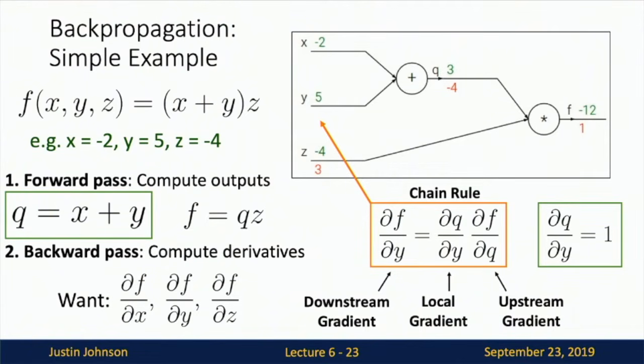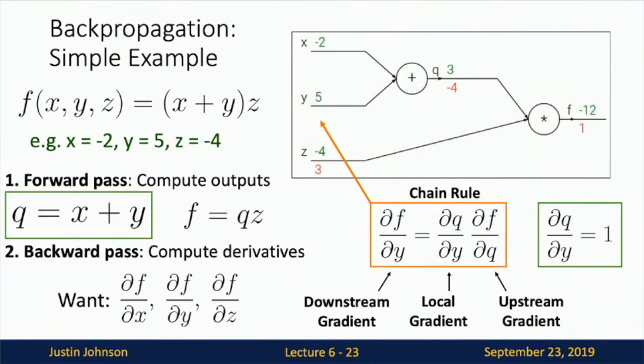And this value df/dq is going to be called the upstream gradient, because now we're imagining zooming in on this little piece of the graph around y, and the upstream gradient tells us how much the output of this piece of the graph affects the final output at the very end of the graph. And then, of course, the chain rule tells us that to get the downstream gradient, we just need to multiply these local and upstream derivatives.